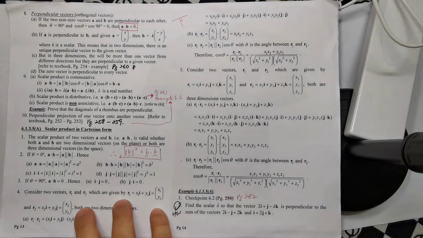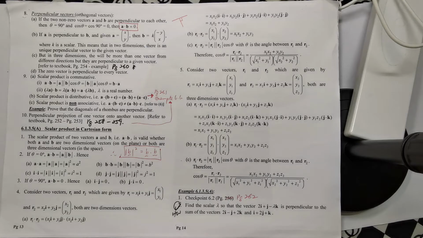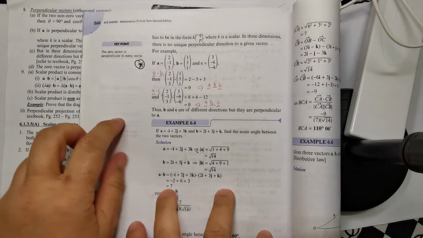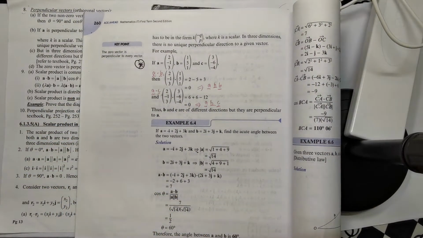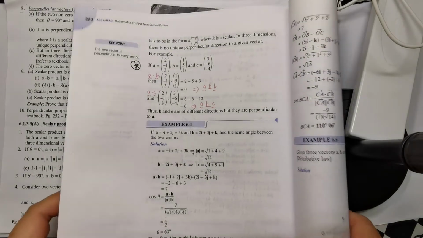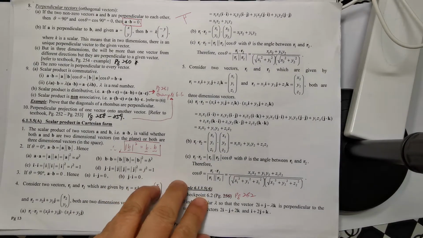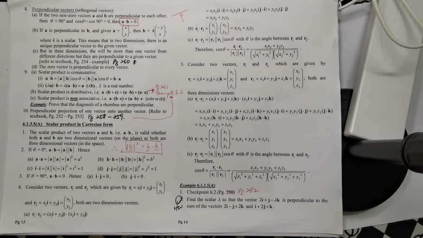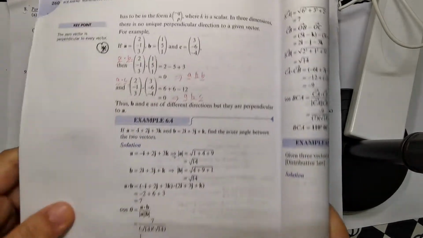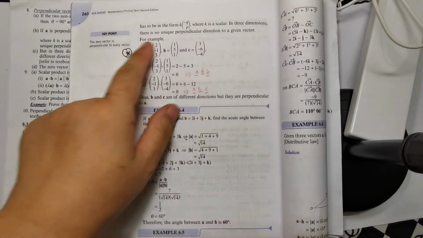There is one example in your textbook, page 260, so you can open your textbook. There's an example to prove it, by using the calculation of A dot B. From here we are going to learn how to do A dot B by using the xyz components. But before this we have to learn a little bit, because it's very simple. Let's see how they prove it.